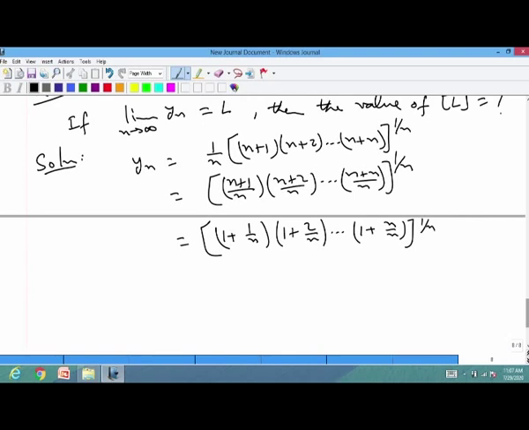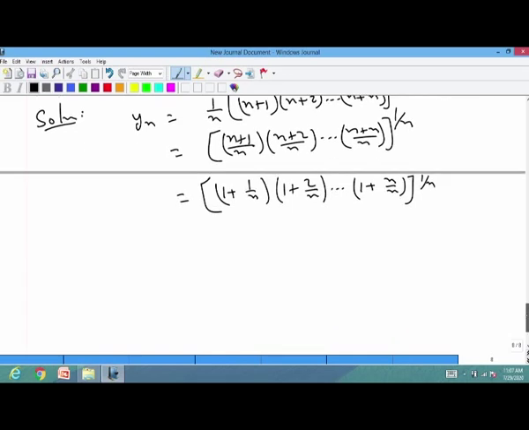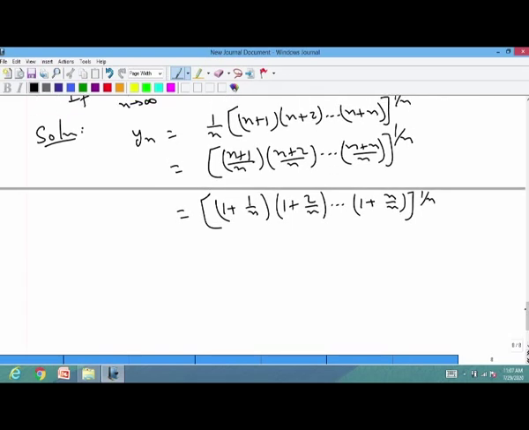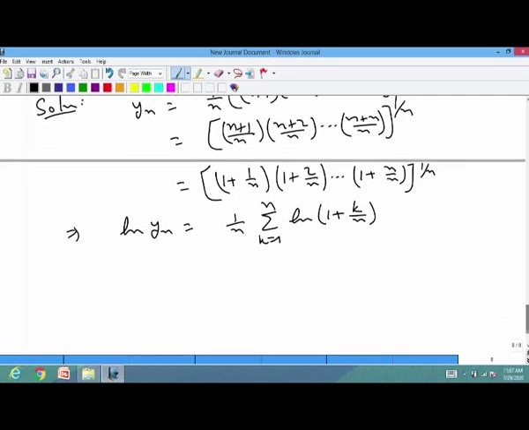So, here instead of a sum, this is a product of some terms. So, naturally we can take the natural log. So, this implies the natural log of y_n will be equal to 1 by n times the summation of log of 1 plus k by n, k equal to 1 to n. So, now we can see that this is equal to 1 by n times the summation of some f of k by n.